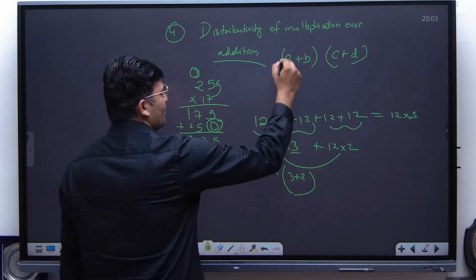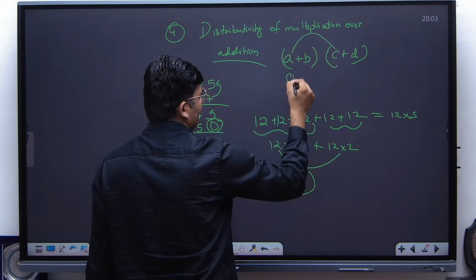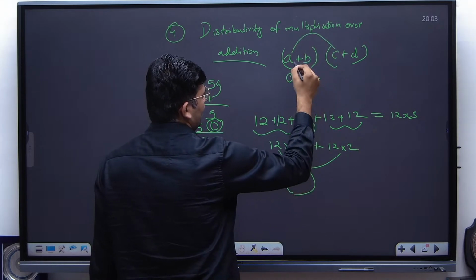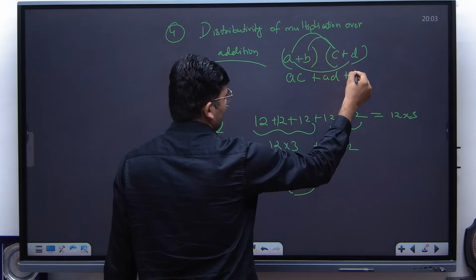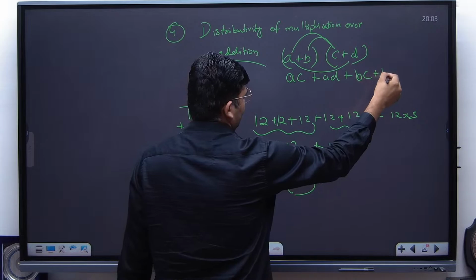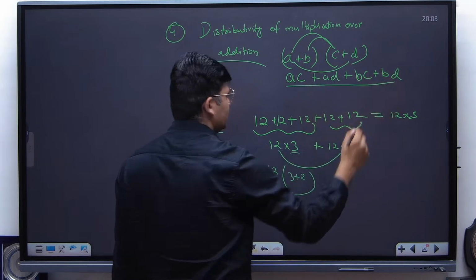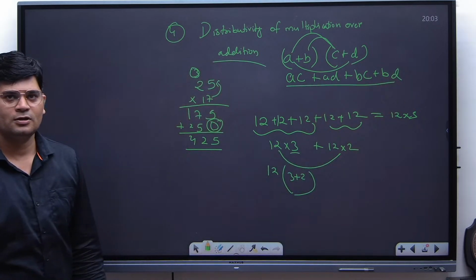First, what is going to happen? First, a is going to be multiplied by c, then a is going to be multiplied by d, then b is going to be multiplied by c, and then b is going to be multiplied by d. These are the 4 terms that we will get. Are you getting it?